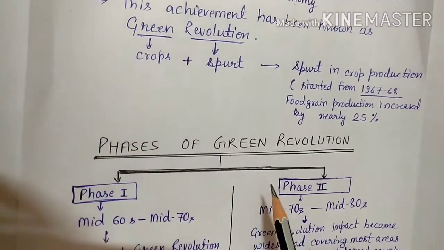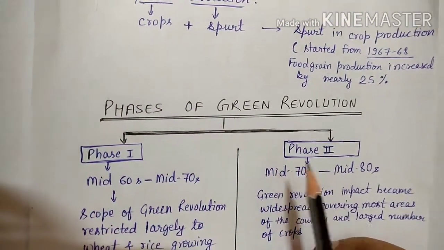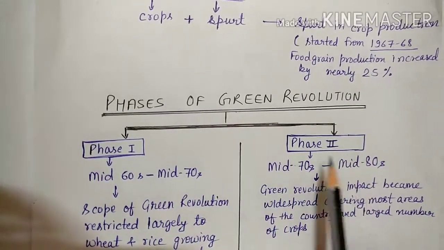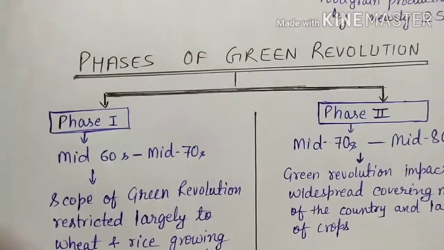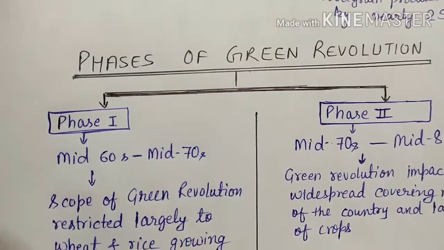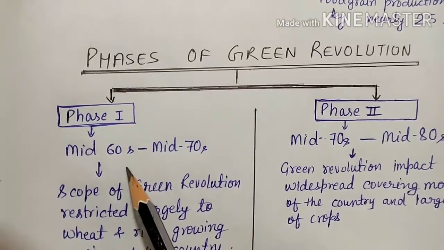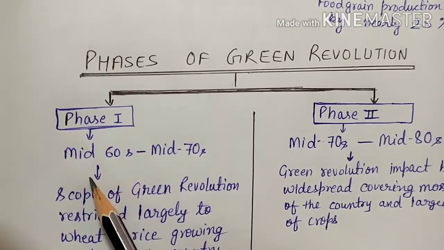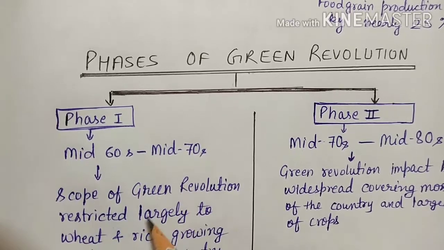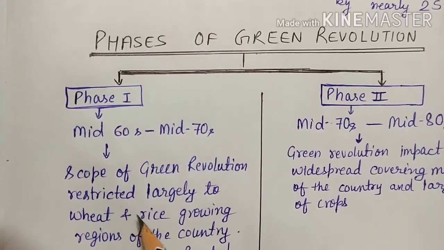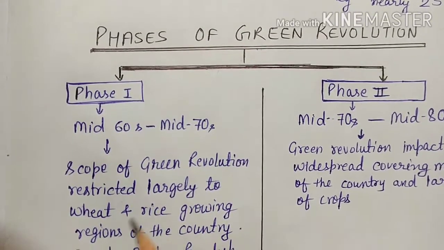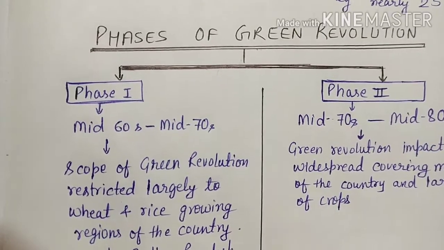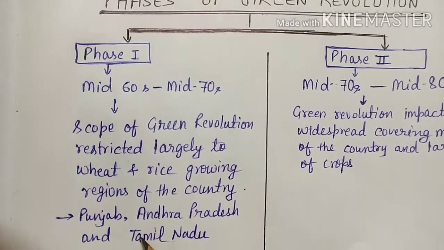Basically we can divide the phases of green revolution into two phases: phase 1 and phase 2. In phase 1, just check properly, from mid 60s to mid 70s, the scope of green revolution was restricted largely to wheat and rice growing regions of the country, especially in Punjab, Andhra Pradesh and Tamil Nadu.